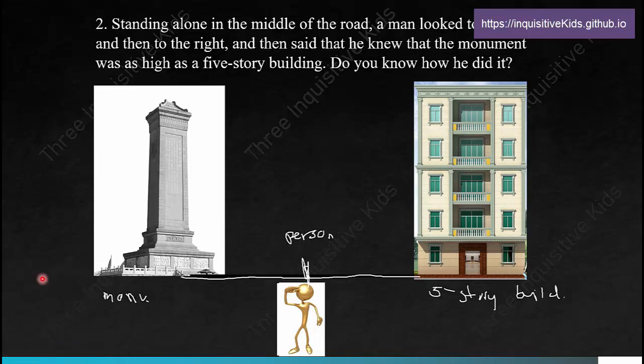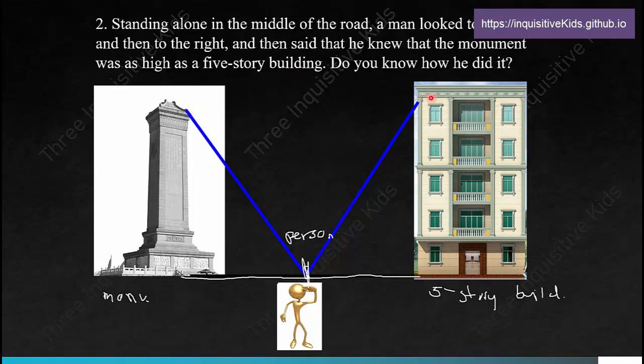Well, standing in the middle of here, he has something on his head. It could be, say, another baseball cap. And he looks up to his left and keeps adjusting his cap so that it aligns with the very top, the tip of this monument. Then, without changing that angle, he turns around and he sees that at the same time it lands just near the very top of this 5-story building.